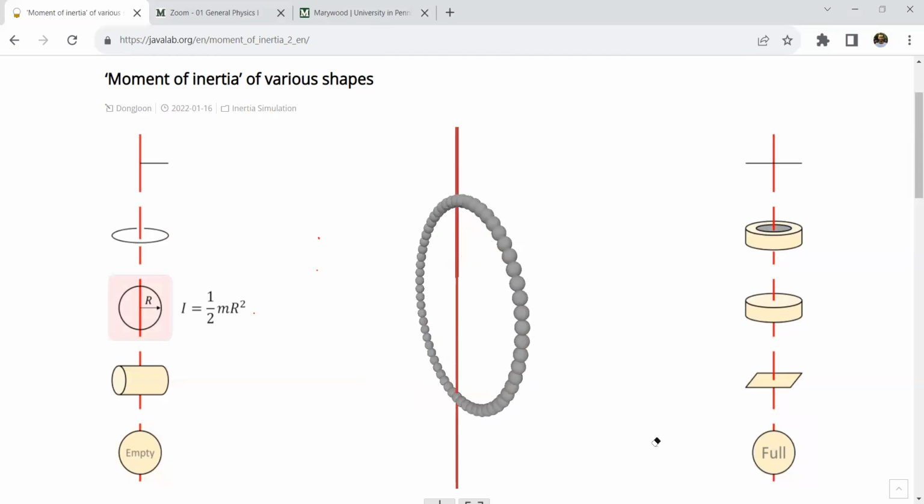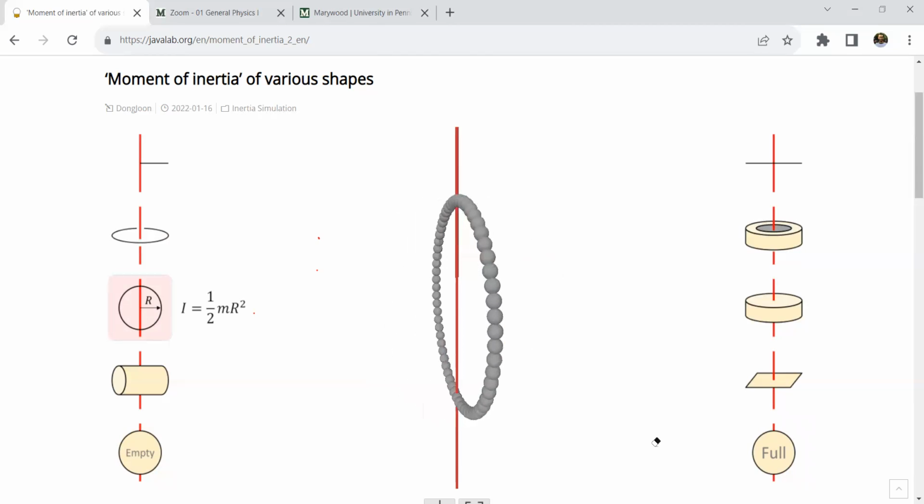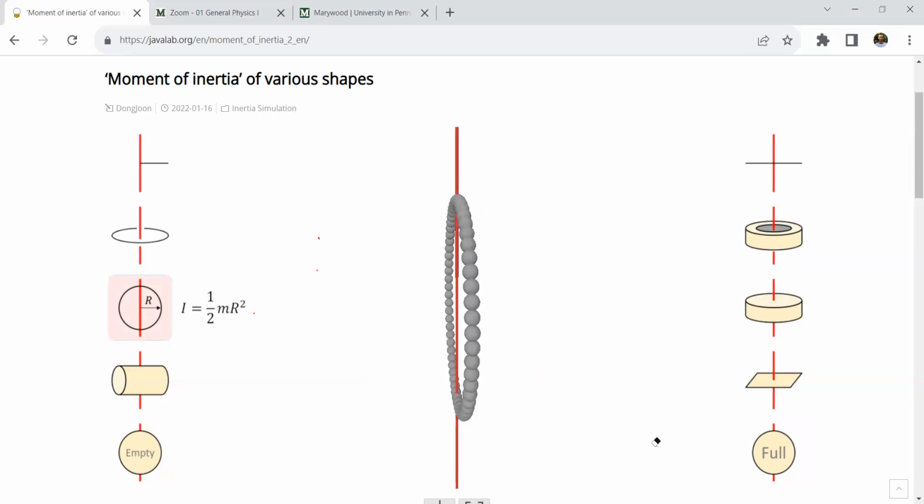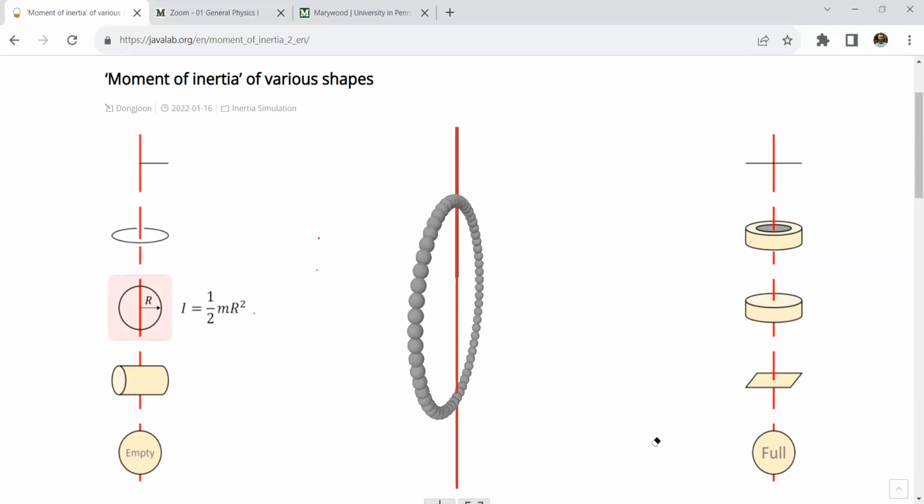What I wanted to show you here is that the moment of inertia depends on the axis of rotation. If you change the axis of rotation, the moment of inertia also changes. Of course it depends on the mass and also the radius, but at the same time it also depends on the axis of rotation.